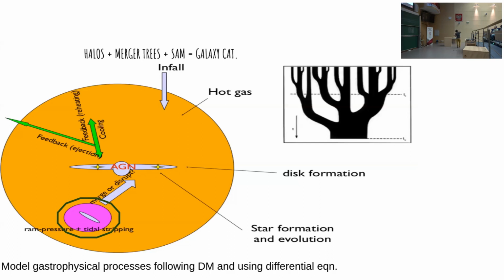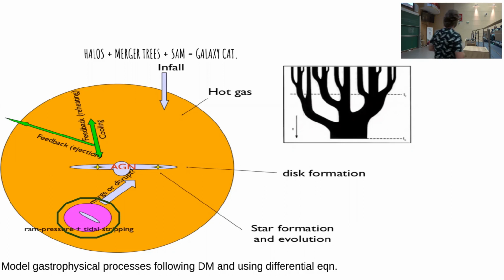If another dark matter halo comes inside this halo, it probably has its own galaxy that came inside. So you can model ram pressure and tidal stripping that happens to this galaxy, and also disruption of the disk, things like that. Finally, maybe you want to also model active galactic nuclei, AGN, and massive black holes. This is just a very simple sketch in a comic book-like style, but these models are quite sophisticated. Many of them are public in code.